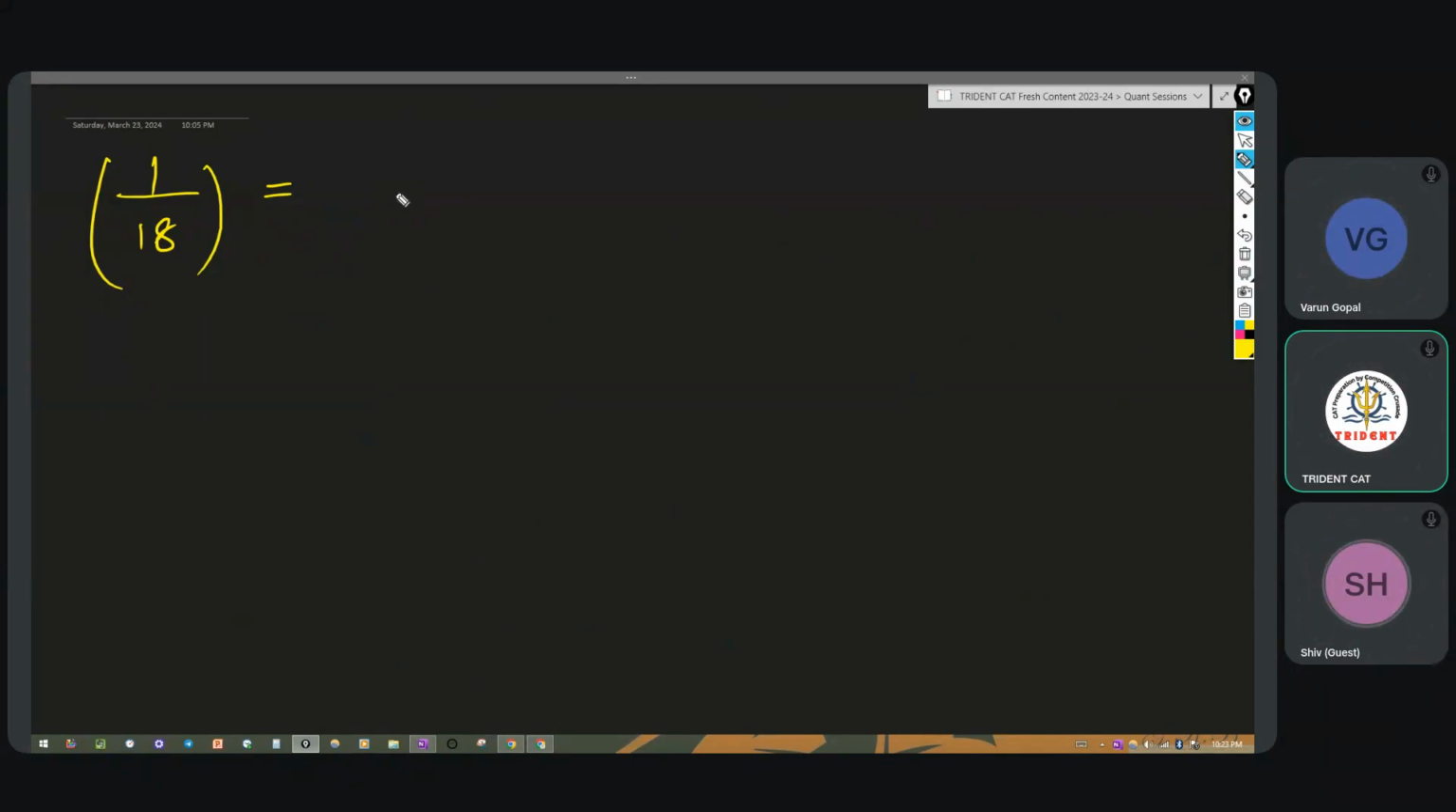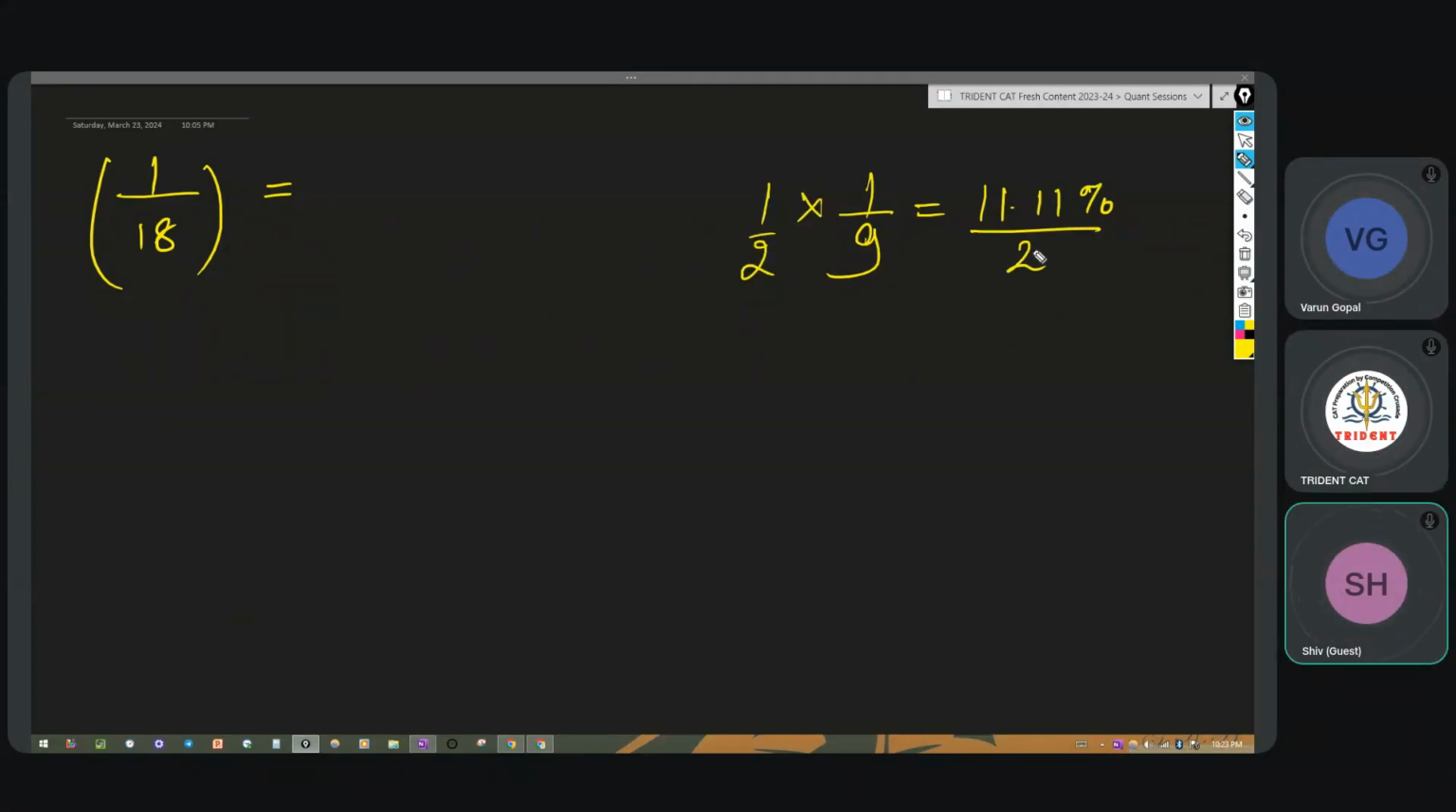So, in terms of percentages, 22? No. Think about it. 1 by 9 is 11.11 percentage. What is it that I'm doing? I'm multiplying by 1 by 2 to this side. 5.55. Exactly. Bingo. 5.555 percentage.